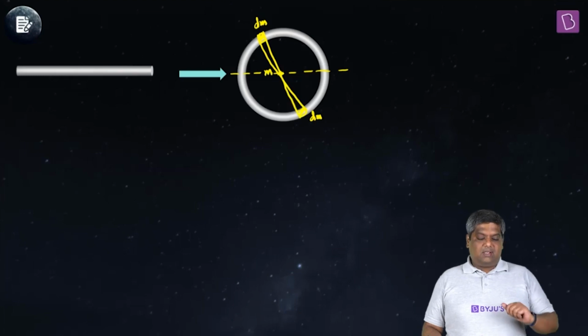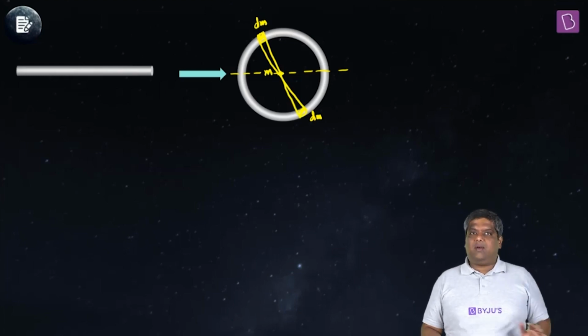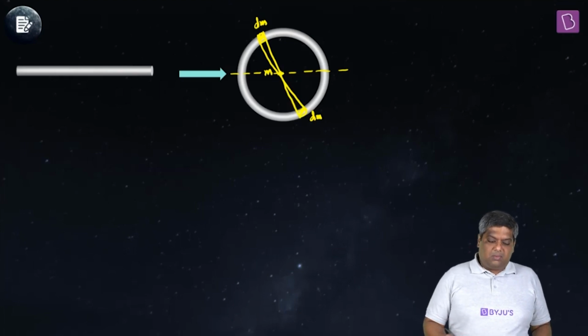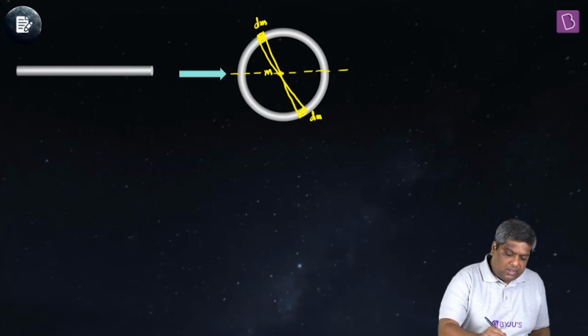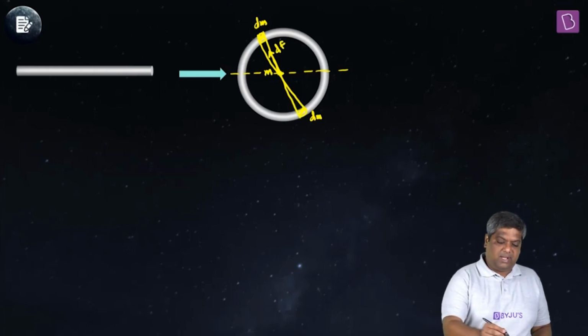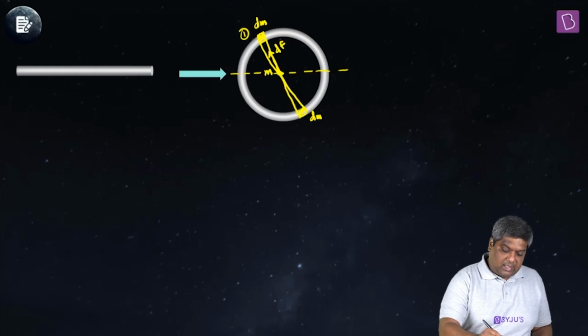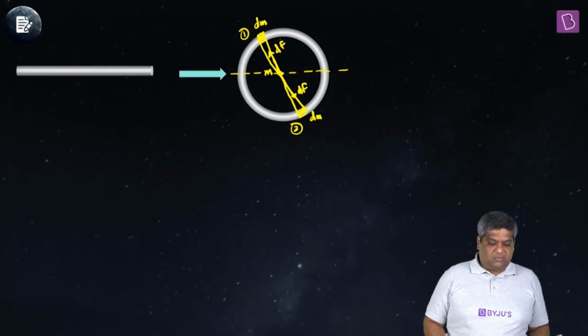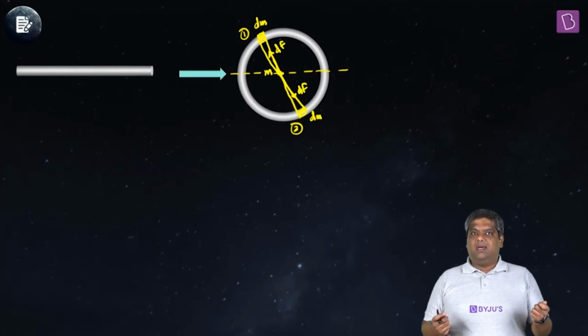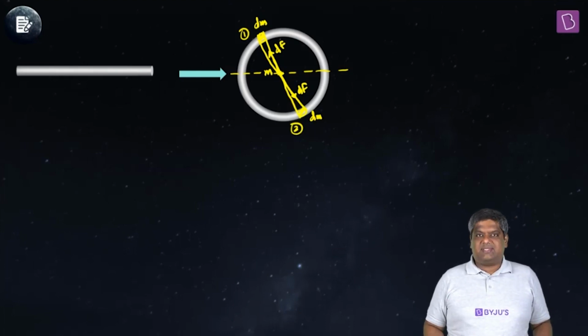So from symmetry, I have taken one element from the upper half and the diametrically opposite element from the lower half. Now, dm is the mass which gravitationally attracts m at the center on either of the elements, correct? So m will experience an attractive force dF due to element 1 and dF due to element 2 in the opposite direction. Why have I written the same force dF? Because masses are the same, and the distance is also the same. Distance is nothing but the radius, isn't it?